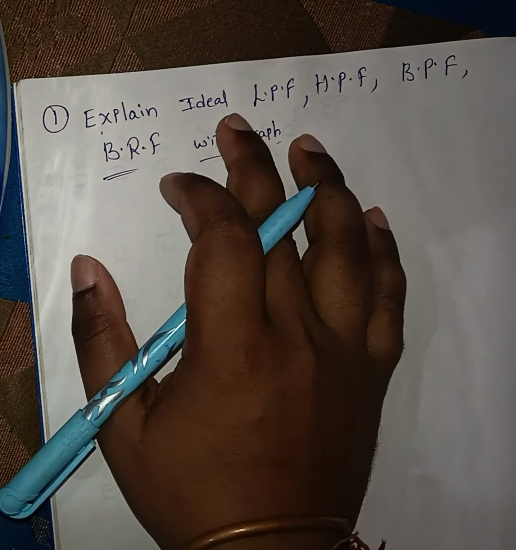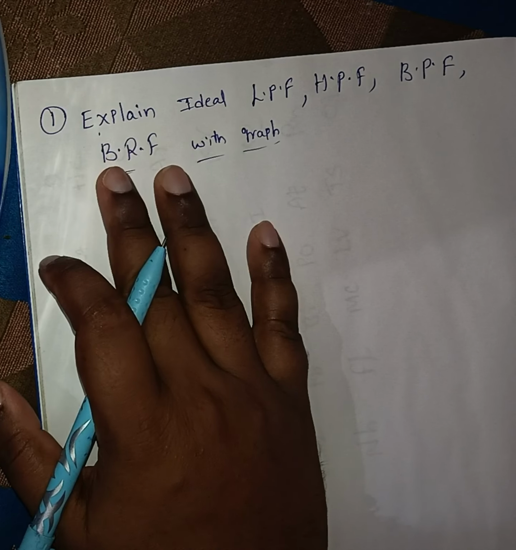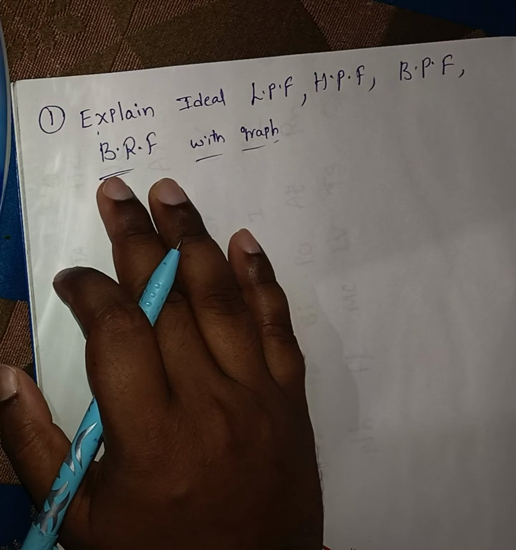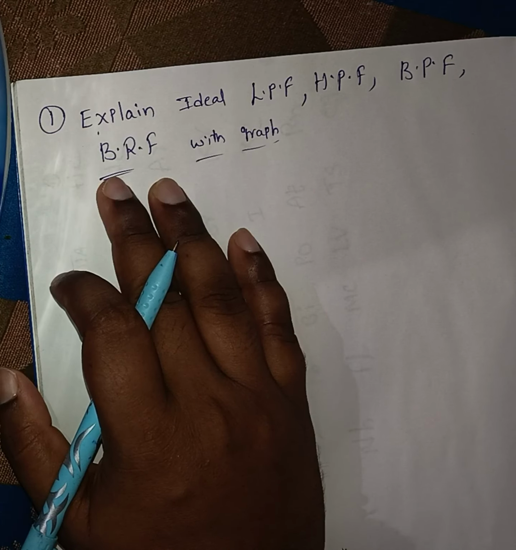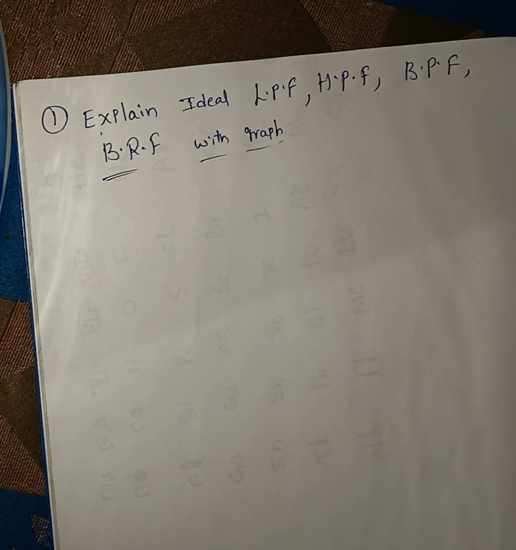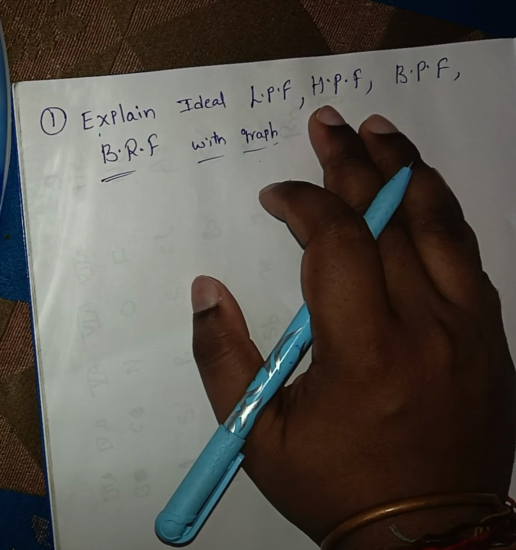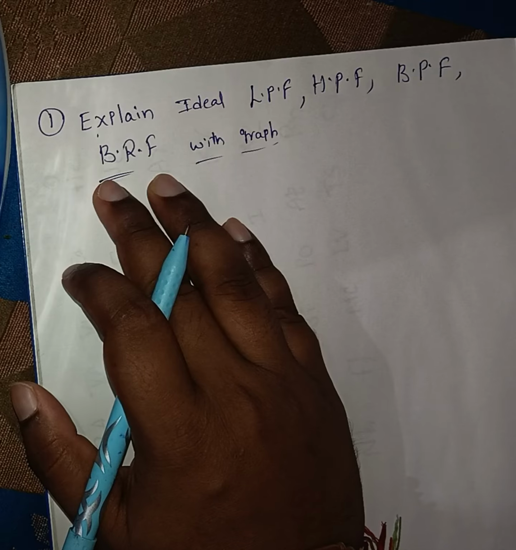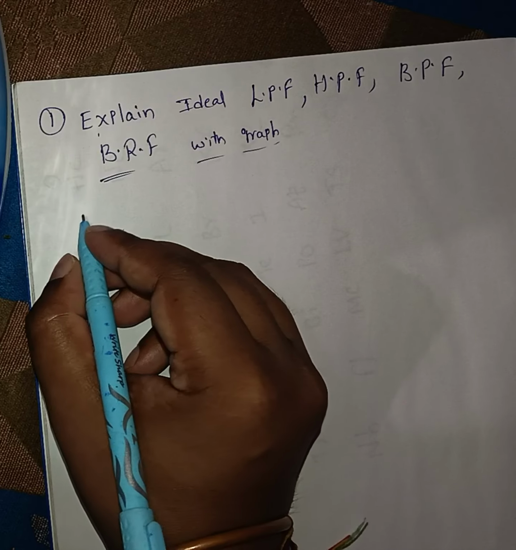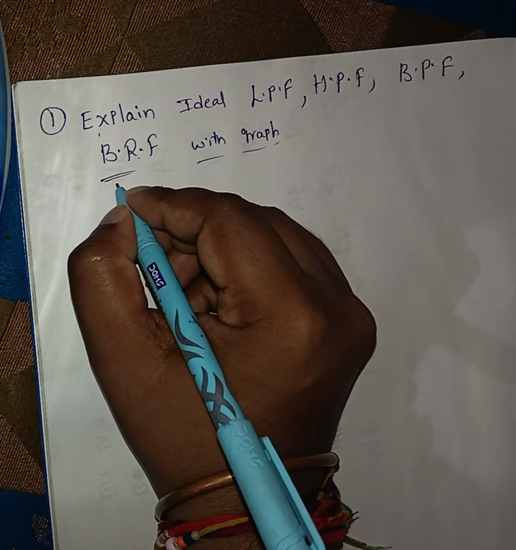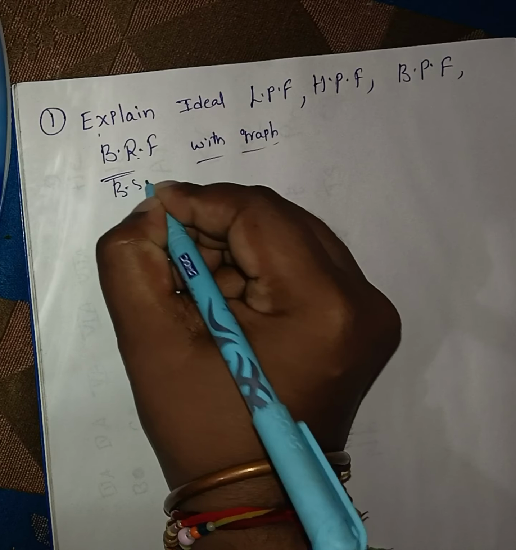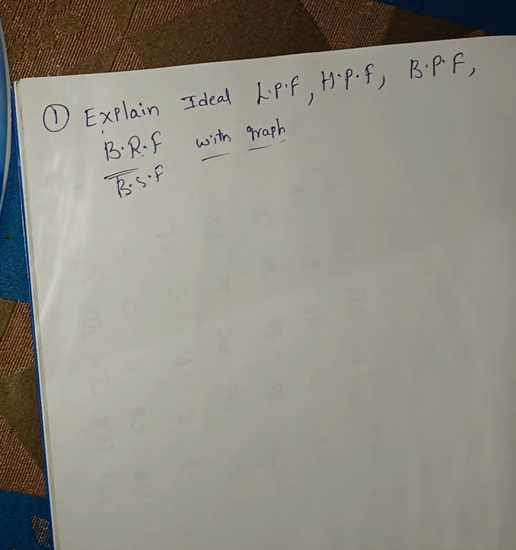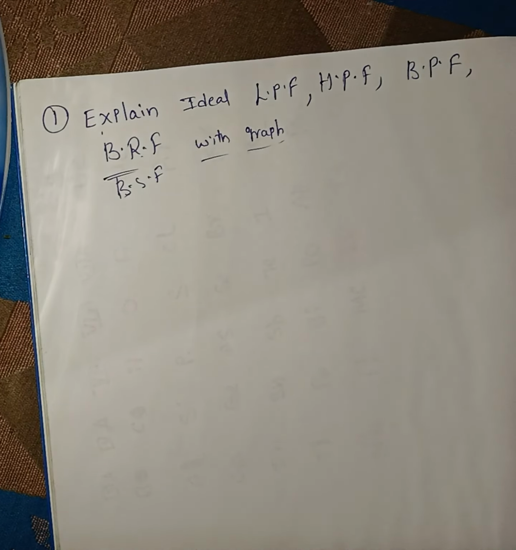Okay, what is LPF, what is HPF, what is BPF, what is BRF? If you have already studied signals and systems, you might have an idea. If you are new to that topic, don't worry, I'll tell you. LPF means low pass filter, HPF means high pass filter, BPF means band pass filter, BRF means band rejection filter, or we also call it band stop filter, BSF as well. You can call it band stop filter or band rejection filter. So we'll see one by one.